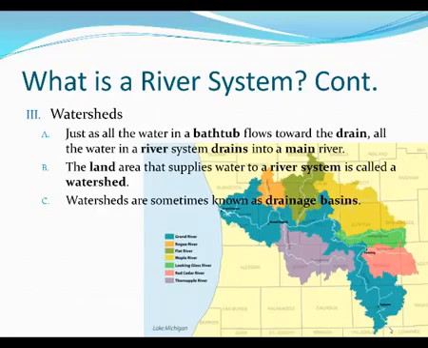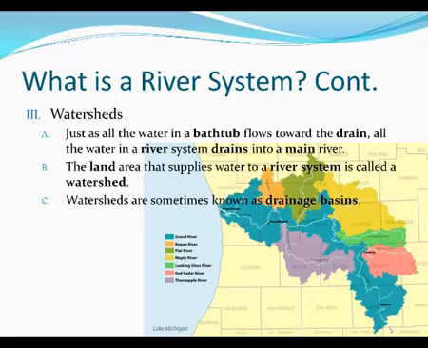So watersheds. Just as all the water in a bathtub flows toward the drain, all the water in a river system drains into a main river. The land area that supplies water to a river system is called a watershed. Watersheds are also sometimes known as drainage basins. And again, this picture shows the Grand River watershed.